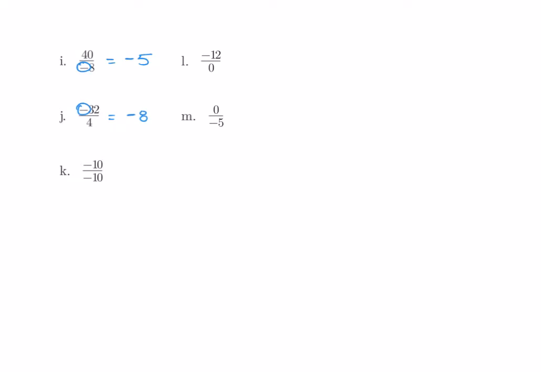Example K, negative 10 divided by negative 10. 10 divided by 10 is 1. And just like with multiplication, we can cancel out any pairs of negatives. And so my final answer is positive 1.